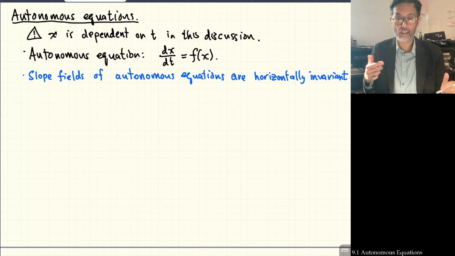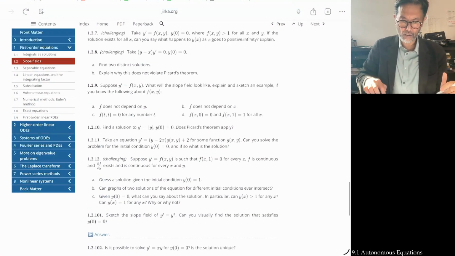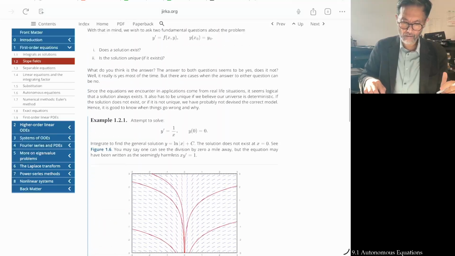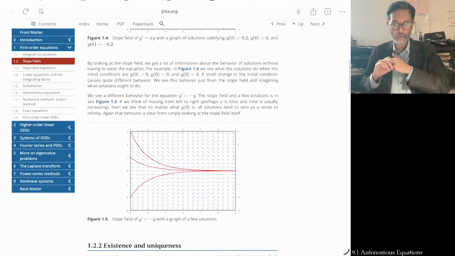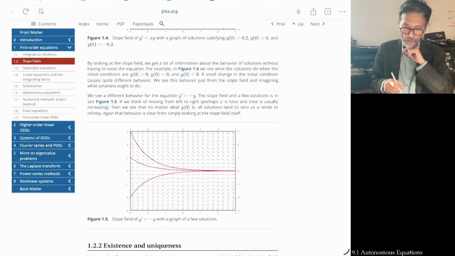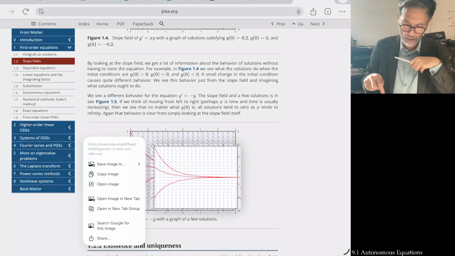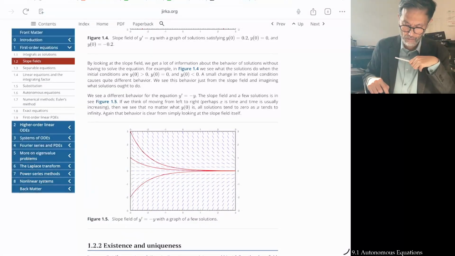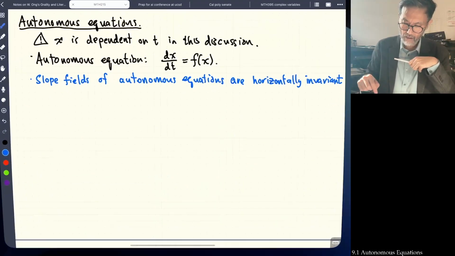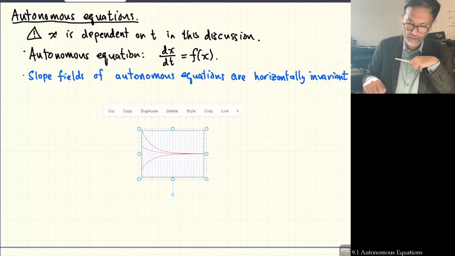the slope field of an autonomous equation from the textbook. I think I've got it here. Oh, sorry. Where is it? Here's one. So this was from the section on slope fields, and you can see here in figure 1.5. Look at this slope field. Can I copy this? Copy image. Maybe I'll move it to my page. Paste. Allow paste. Okay, there we go.